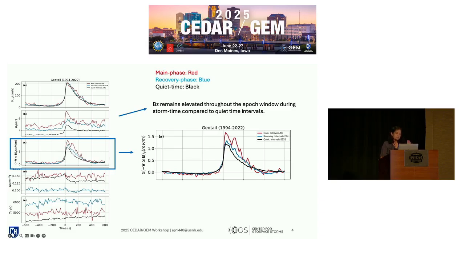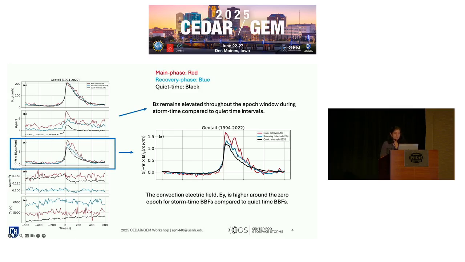And to analyze it further, we removed the background values, which means we calculated the difference of the EY values from the mean values before the zero epoch, just to see the contribution of BBFs to the total magnetic flux transport, or the flux transport by BBFs. And we still observe an elevated convection electric field during the main phase.